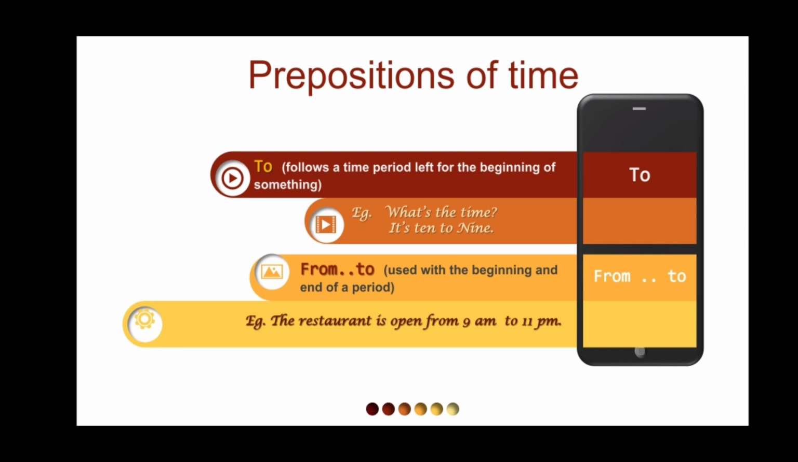The next preposition of time is from to. So we use from and to with the beginning and end of a period. For example, the restaurant is open from 9 a.m. to 11 p.m. Children, I hope you have understood these two prepositions of time.